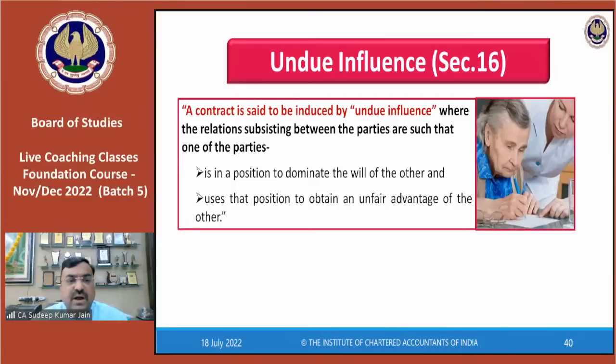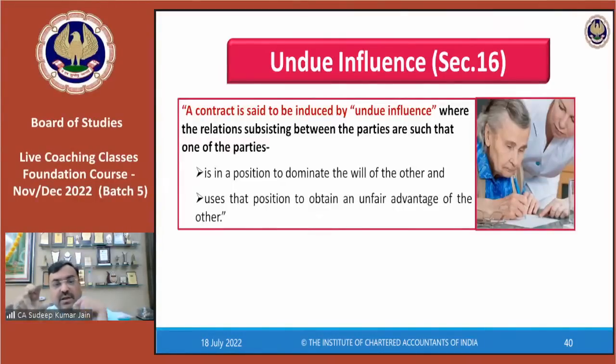Undue influence, Section 16. A contract is said to be induced by undue influence. In Hindi, the meaning of undue influence is अनुचित प्रभाव. In coercion there was physical torture, but in undue influence there is mental torture. What does the section say? A contract is said to be induced by undue influence where the relations subsisting between the parties are such that one party is in a position to dominate the will of the other and uses that position to obtain an unfair advantage of the other.